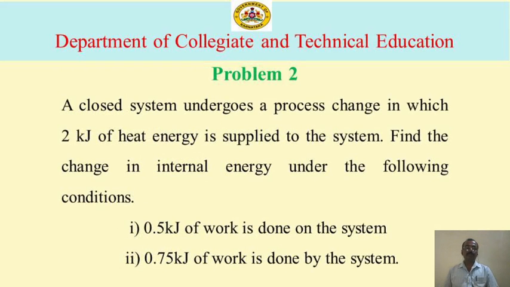Next question. A closed system undergoes a process change in which 2 kilojoules of heat energy is supplied to the system. Find the change in internal energy under the following conditions. In the first case, 0.5 kilojoules of work is done on the system. Second case, 0.75 kilojoules of work is done by the system.